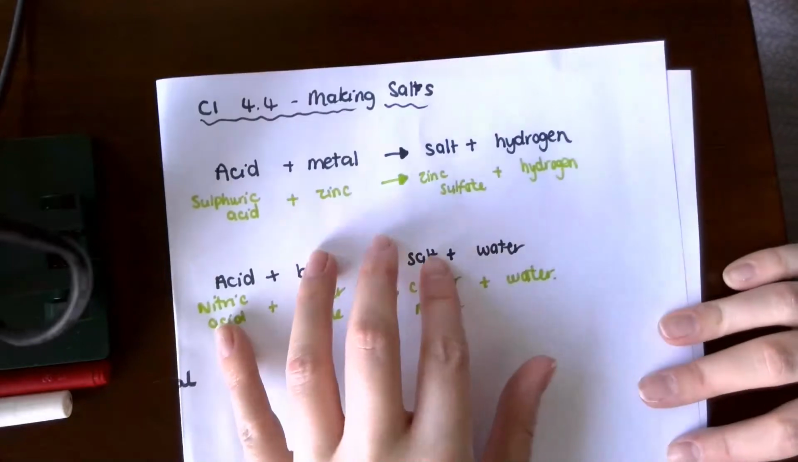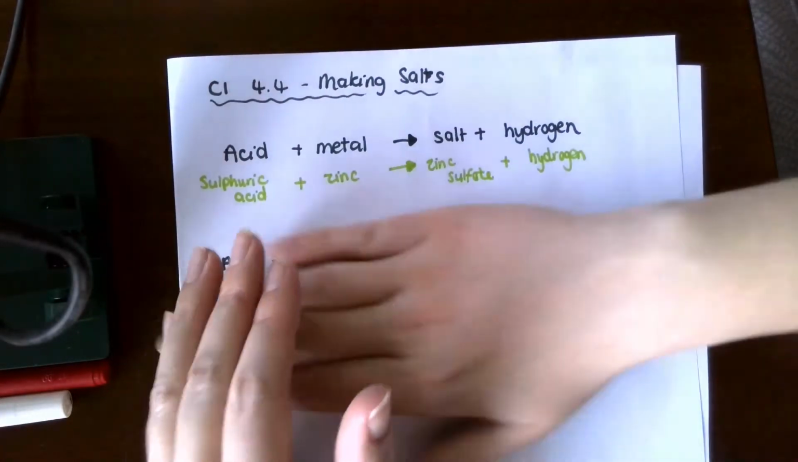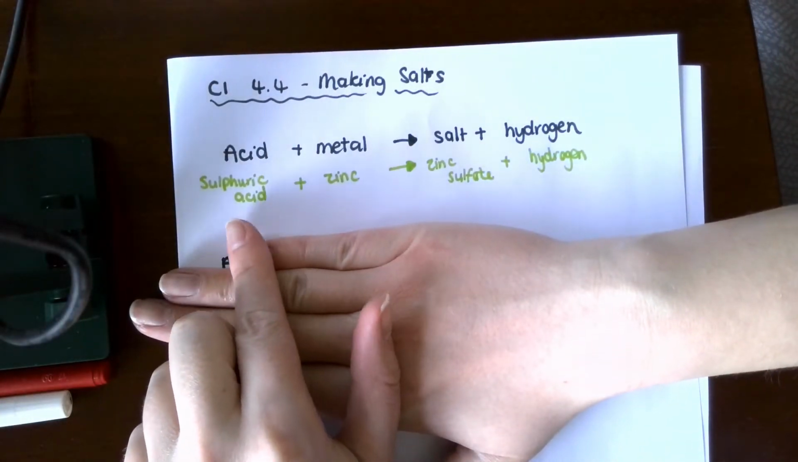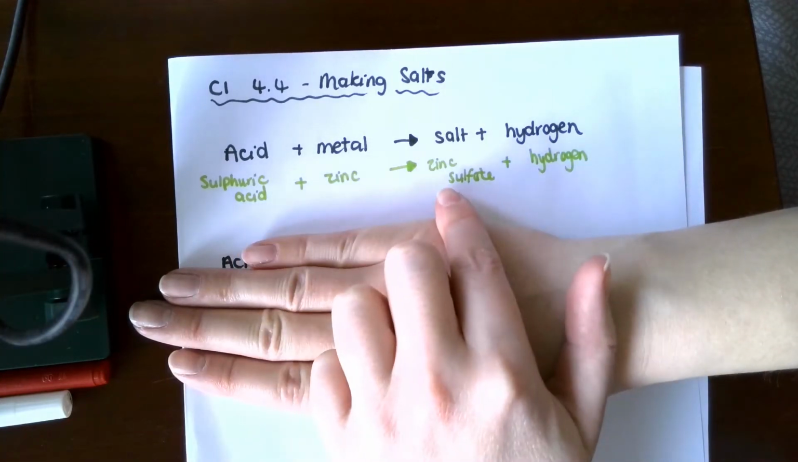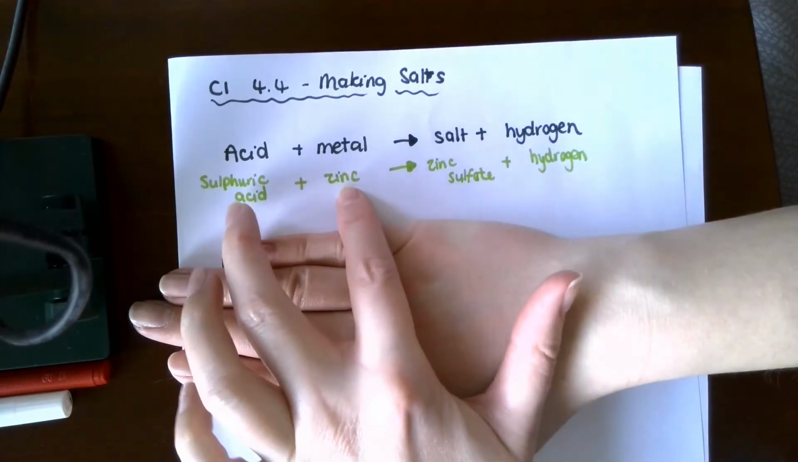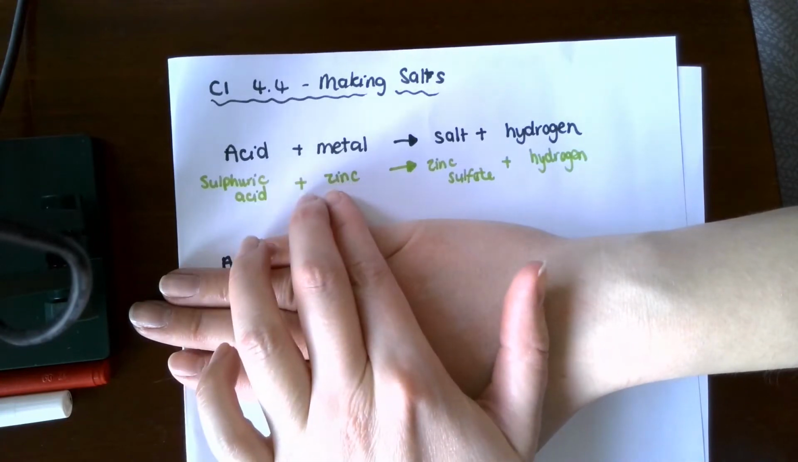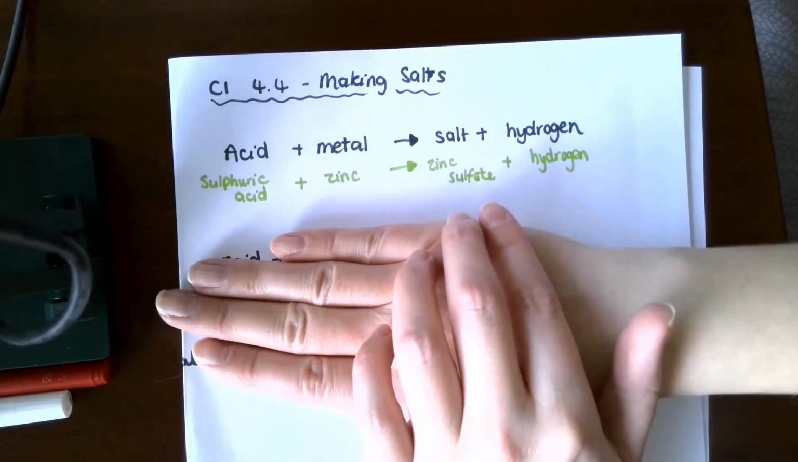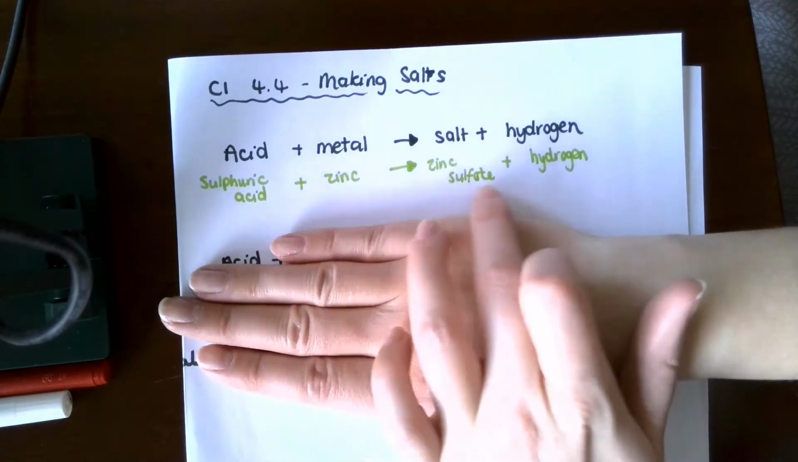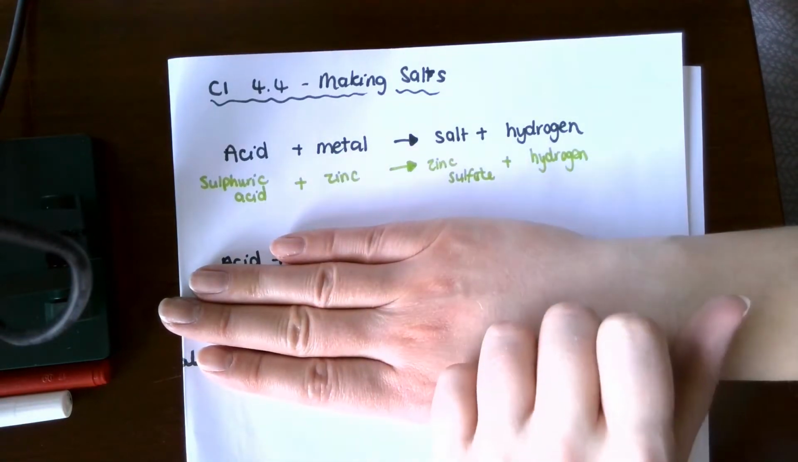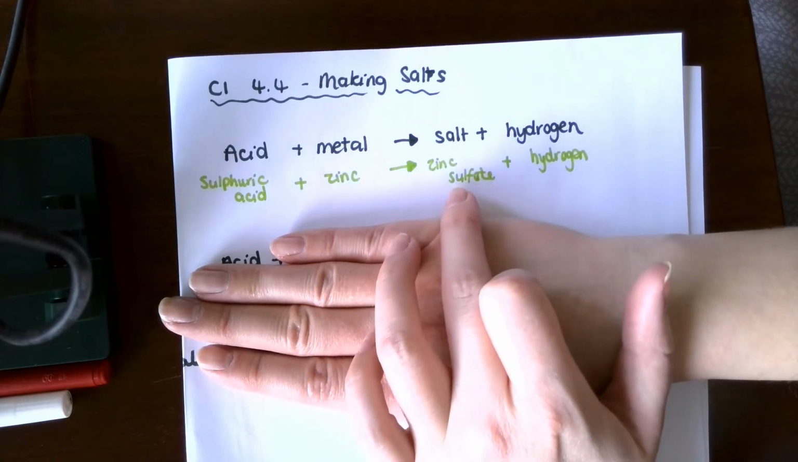So I've got examples of each. For the first one, our acid is sulfuric acid, our metal is zinc, and they form zinc sulfate. So we can see that the zinc and the sulfur have joined together. This leaves some hydrogen left over. Okay, so we can see the combinations of the elements have swapped around, leaving hydrogen and the salt. The zinc sulfate is the salt.